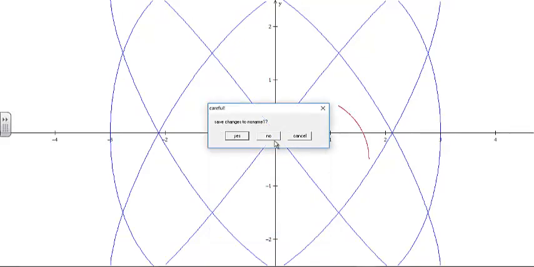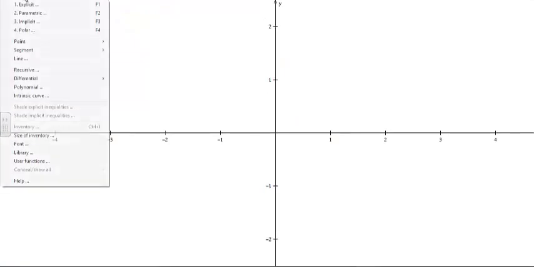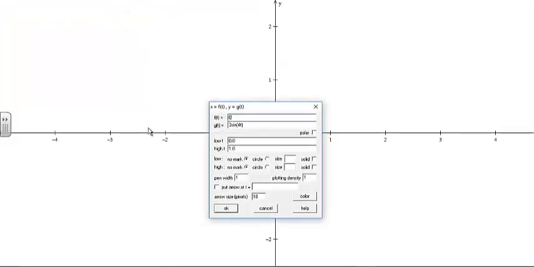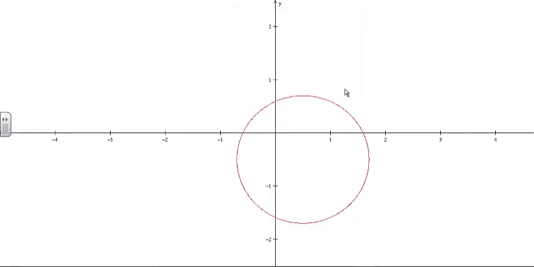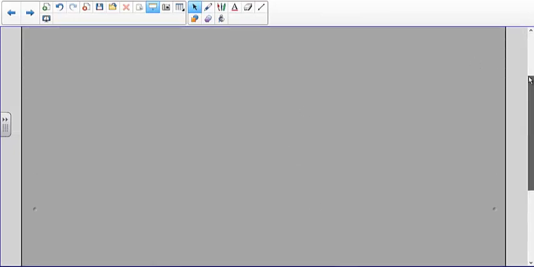So we'll close that. Okay, so we go back here, parametric equations, 0.5 plus 1.2 cosine t, minus 0.5 plus 1.2 sine t. My parameter goes from 0 to 2 pi. And there's my circle. So it does actually work. Okay, so that's the equation. That's a parametric equation for a circle.